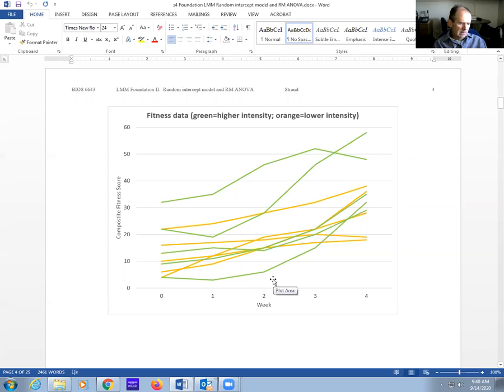Anything else that you guys see? The orange groups are more similar to one another than the green group. Yeah, definitely see that. So you can see less variability in the orange group. That's the lower intensity program. That's a good one.